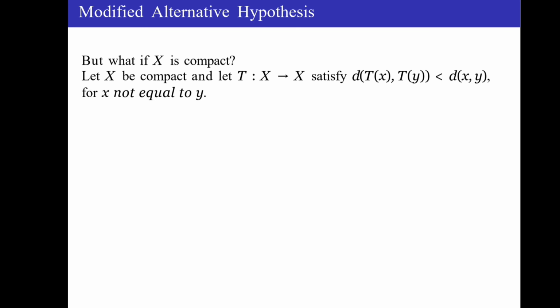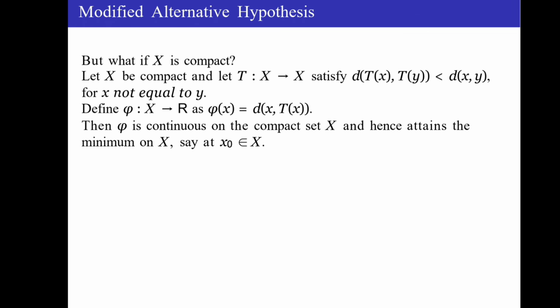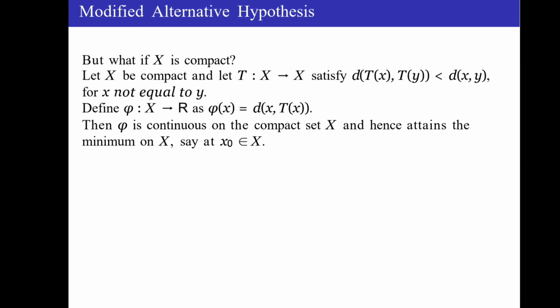is that if we are considering a continuous function on a compact set, it will attain its maximum and minimum on that compact set. So consider a function phi defined from x to r as phi of x is equal to distance between x comma t of x. Now this function phi is continuous on the compact set, and hence it will attain its minimum. Now let it attain its minimum at the point x naught. Now by definition of distance, we'll have that phi of x will be greater than or equal to 0.